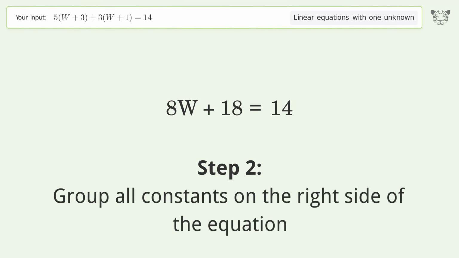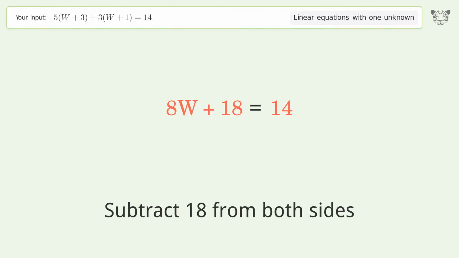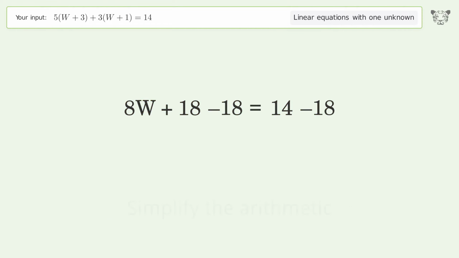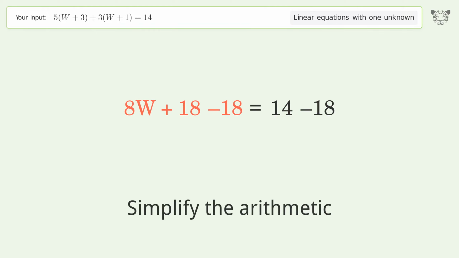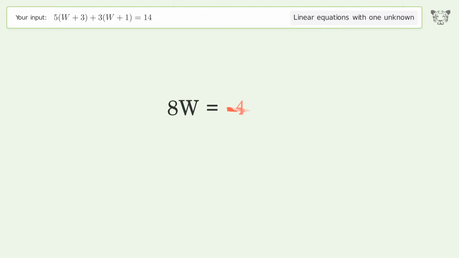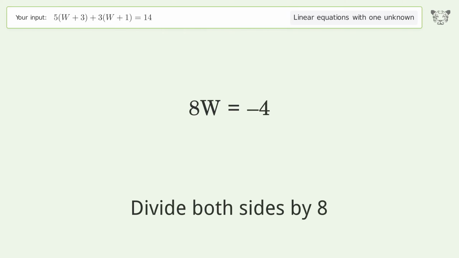Group all constants on the right side of the equation. Subtract 18 from both sides. Simplify the arithmetic. Isolate the W. Divide both sides by 8.